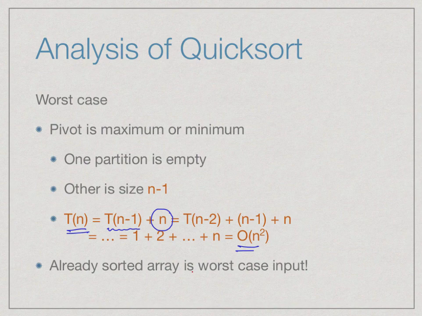Paradoxically, an array which is already sorted, for example, where the first element is the smallest value, is a worst case input, because the smallest value will split the list into size 0 and size n minus 1. So it appears that Quicksort has not achieved anything, because we have a worst case complexity which is as bad as insertion sort, the first naive sorting algorithm that we discussed.